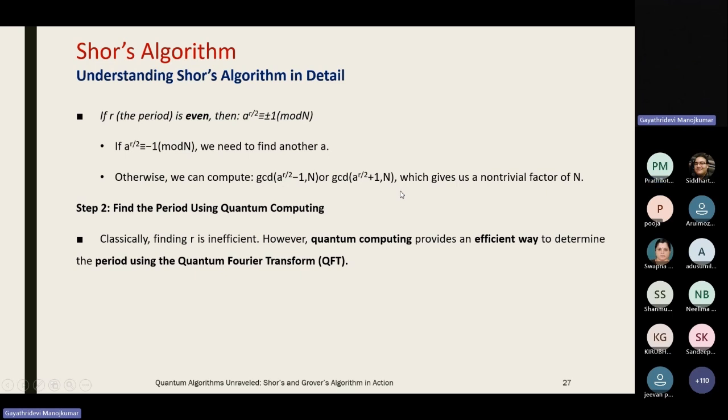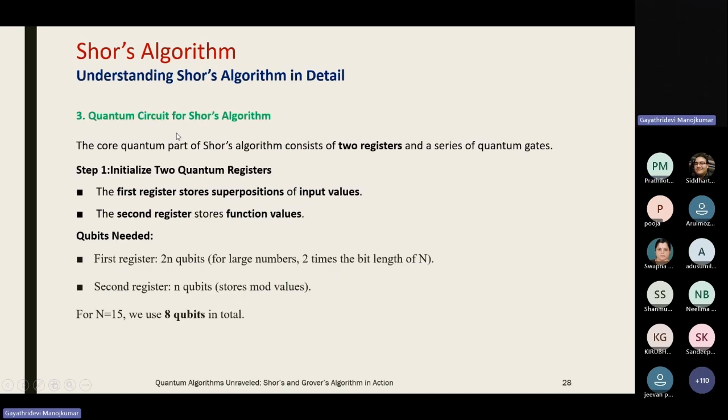Next, we use the quantum Fourier transform to find r over here. So that is step 2. And the next one is to set up the quantum circuit for Shor's algorithm.